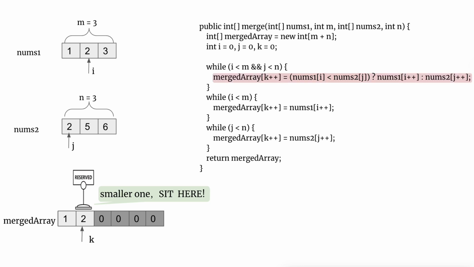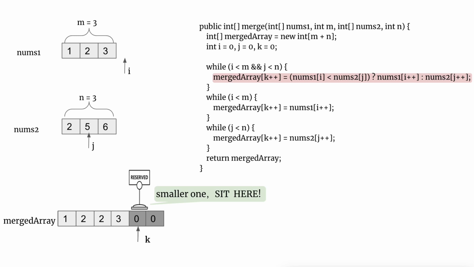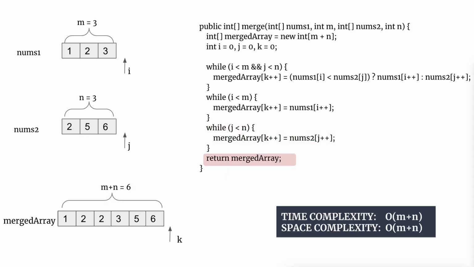We will continue this for loop until pointer i has traversed all the elements in nums1 or pointer j has traversed all the elements in nums2. Since here the pointer i has traversed all the elements in nums1, the remaining sorted elements of nums2 can be directly copied one by one to the end of the merged array through this while loop. Until this copying is complete, exit the while loop. We got a merged sorted array as a result.